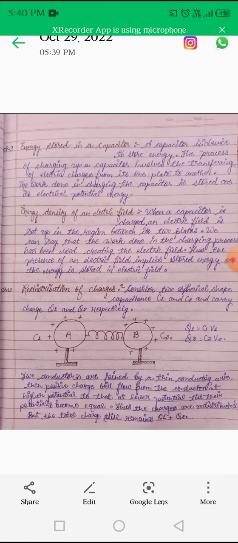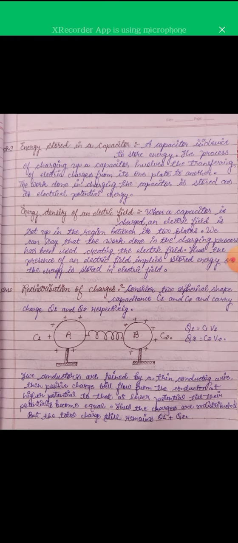When a capacitor is charged, an electric field is set up in the region between its two plates. We can say that the work done in the charging process has been used in creating the electric field. Thus, the presence of an electric field implies stored energy, or the energy is stored in the electric field.